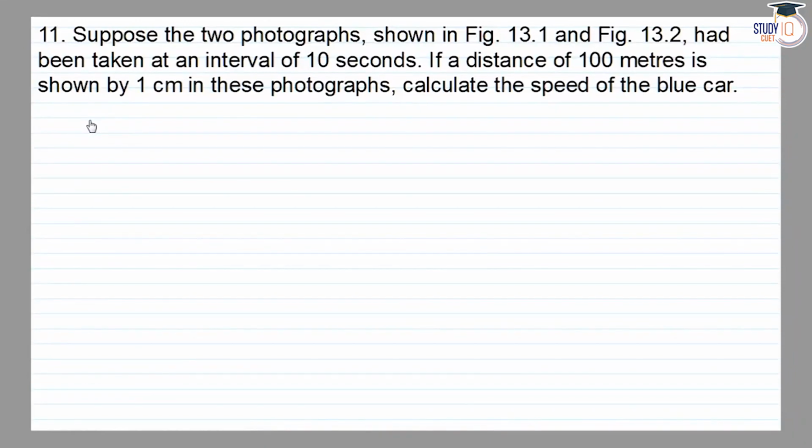Class 7 NCERT Chapter 13 Question 11 says the two photographs shown in Figure 13.1 and Figure 13.2 had been taken at an interval of 10 seconds. If a distance of 100 meters is shown by 1 centimeter in these photographs, calculate the speed of the blue car.